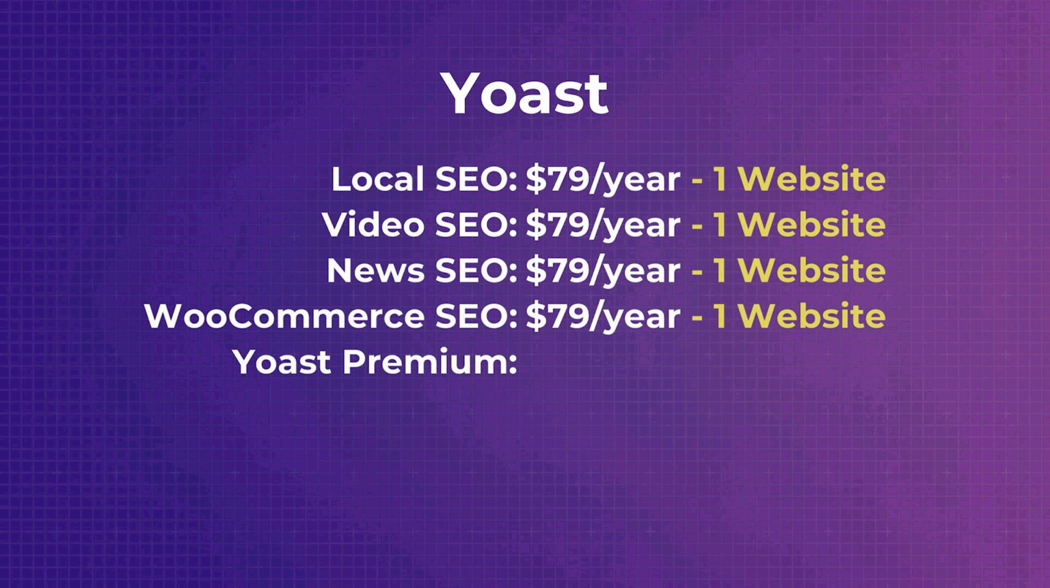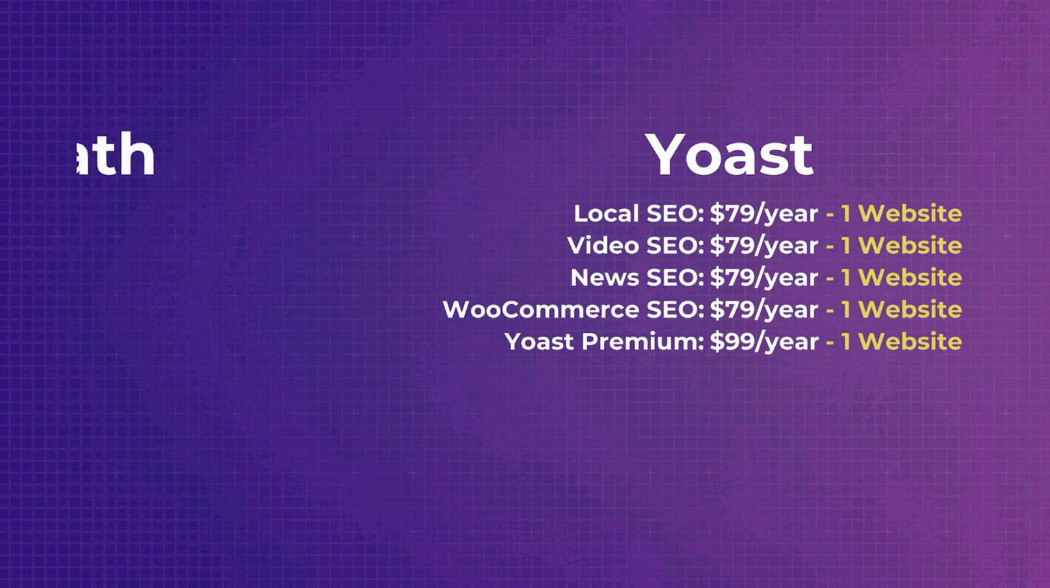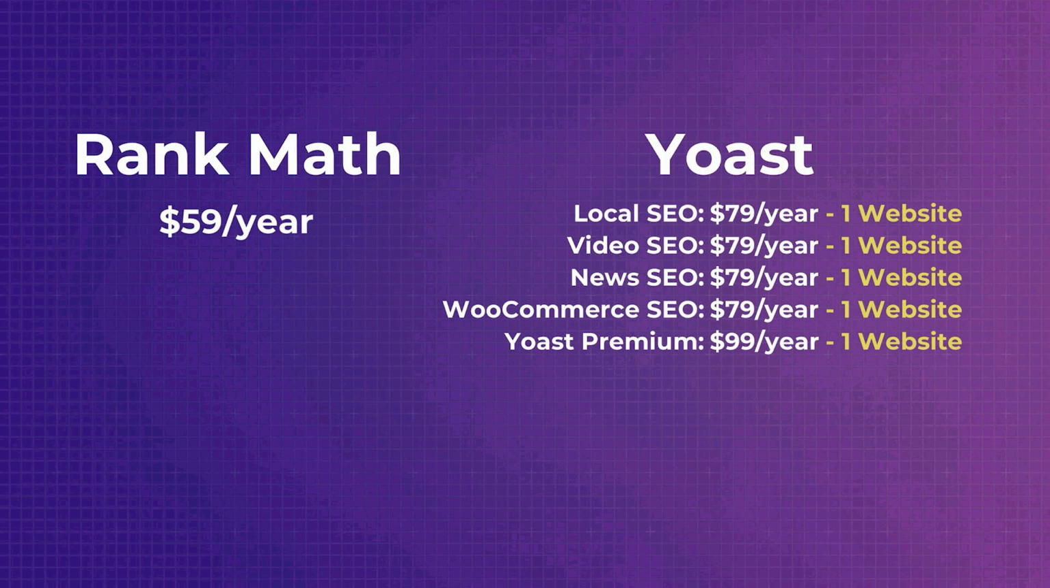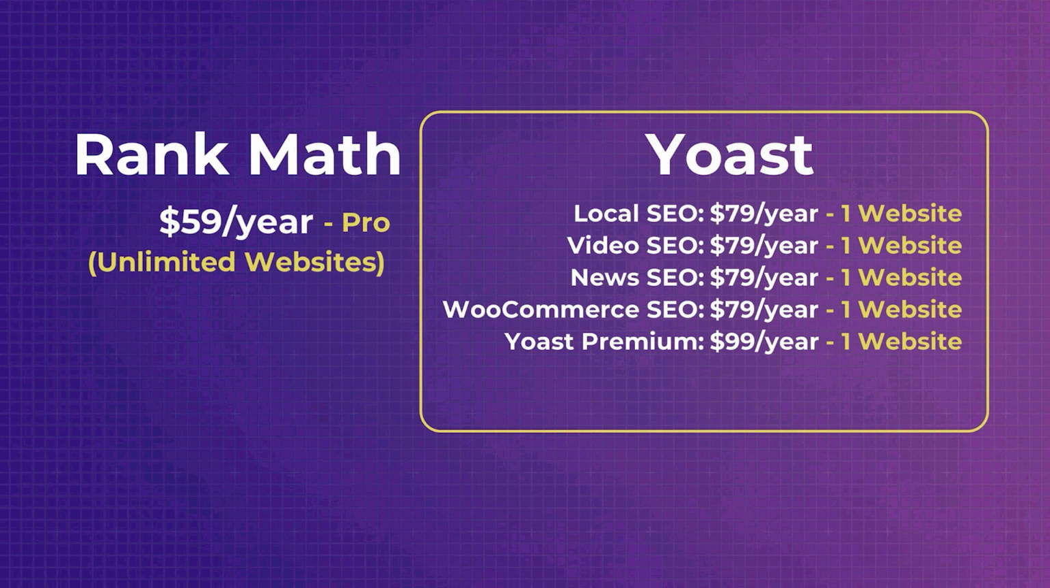Yoast Premium used to cost $89 per year, but now they have increased the price to $99 per year without much added value. On the other hand, the price of Rank Math hasn't changed for quite some time now. It has been $59 for the Pro version to be used on unlimited websites, and that's it. So if you purchase Yoast products separately, it will cost you $415 per year. But if you purchase Yoast in a bundle, it will cost $229 per year for one website.